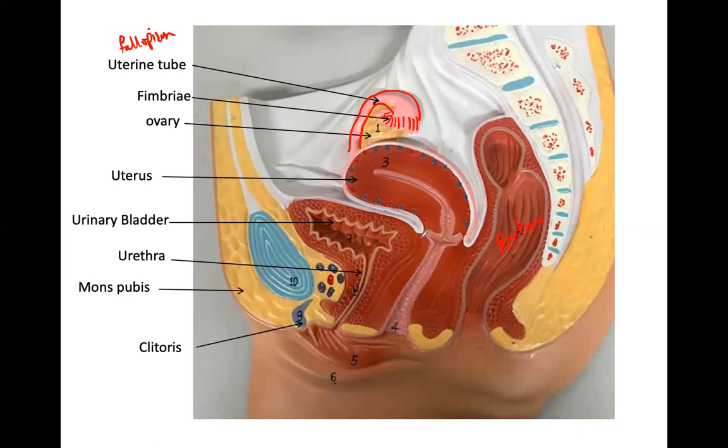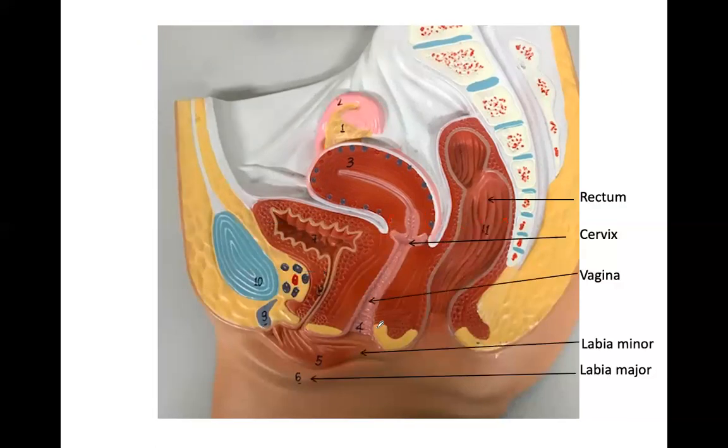So if I'm labeling this and I'm just kind of orienting yourself again, here is your uterus. The narrowing at the end of the uterus, that's cervix, basically the neck of the uterus. And this tube is vagina, which is basically, again, used for intercourse and childbirth. So cervix, rectum, vagina.